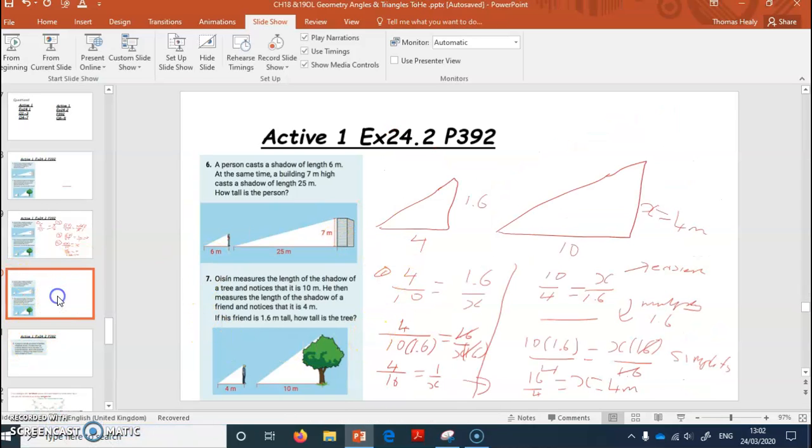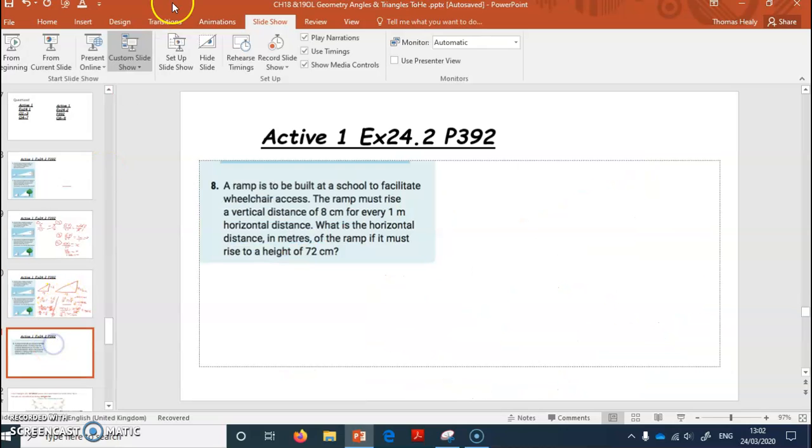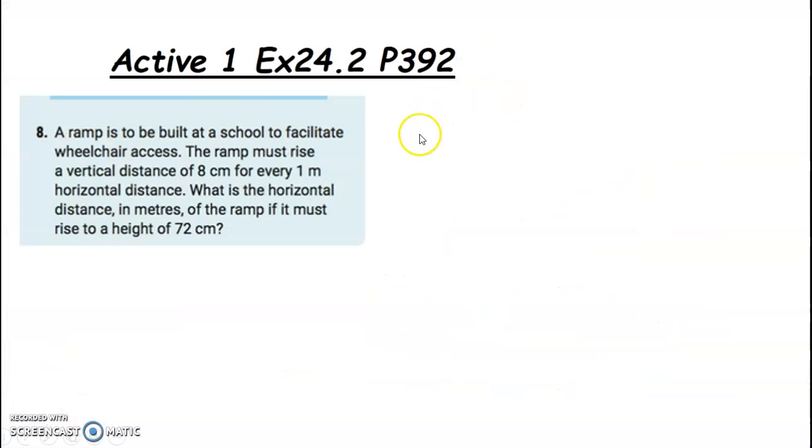Okay, so I'm just going to go now to question 8. Let me use my stylus again. A ramp is built to facilitate a school wheelchair. The ramp must rise vertically 8 centimeters for every 1 meter.